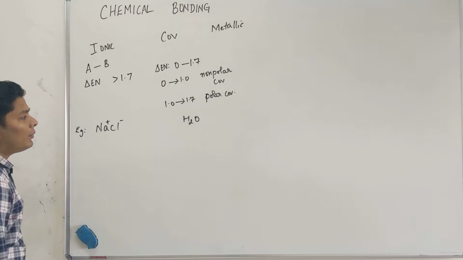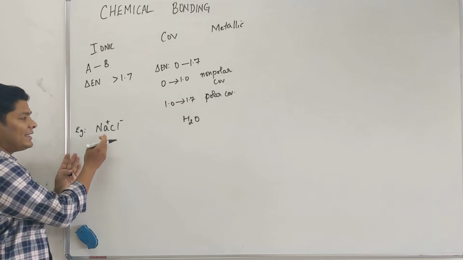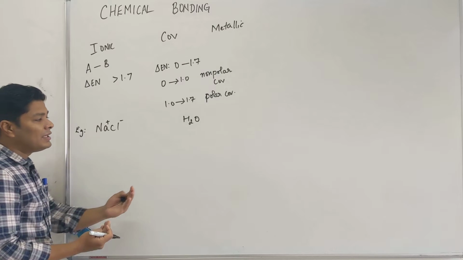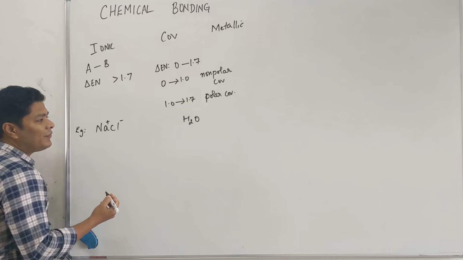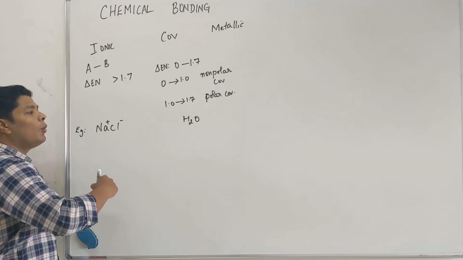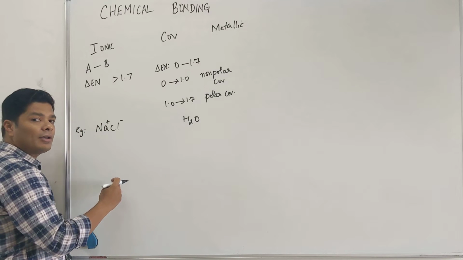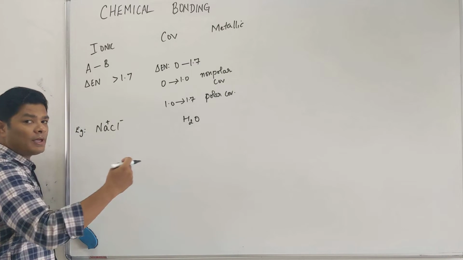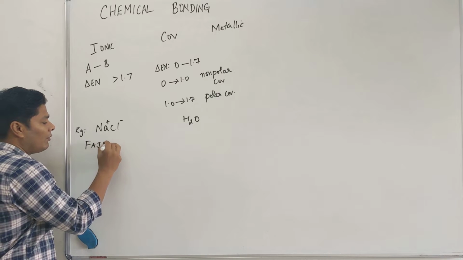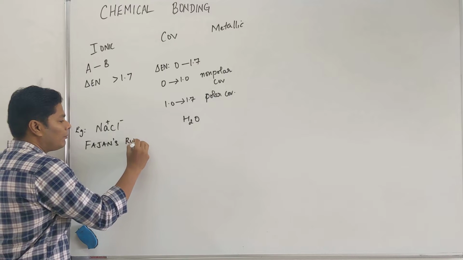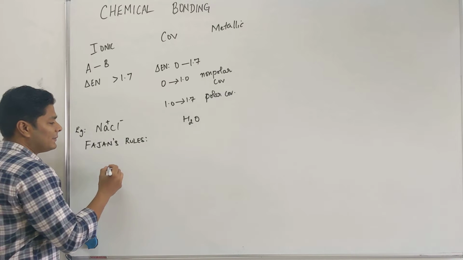Now, the most important thing you have to know is, when I say a compound is ionic, NaCl is not 100% ionic. Similarly, water is not 100% covalent. So, you can actually figure out how covalent a molecule is among a given set of molecules, or how ionic a molecule is among a given set of molecules. That will come in NEET. That is decided by Fajan's rule.